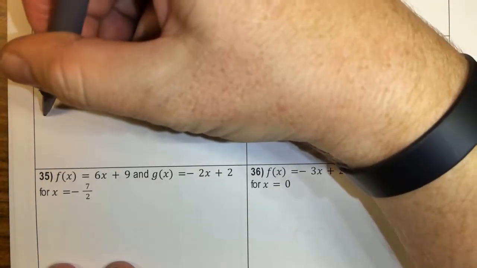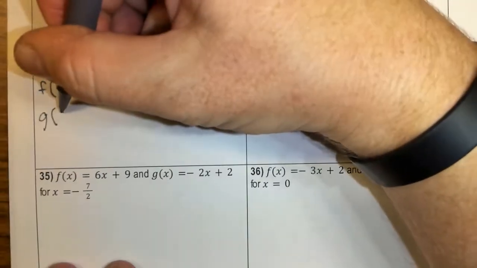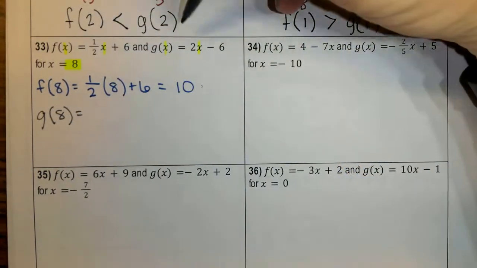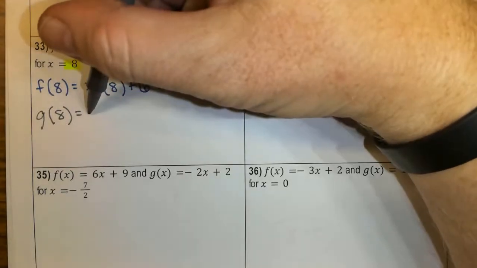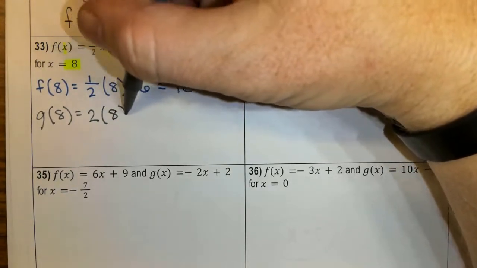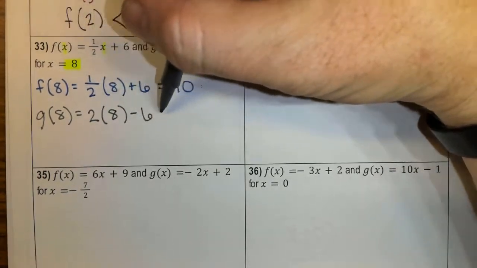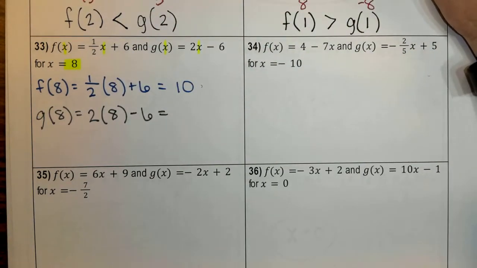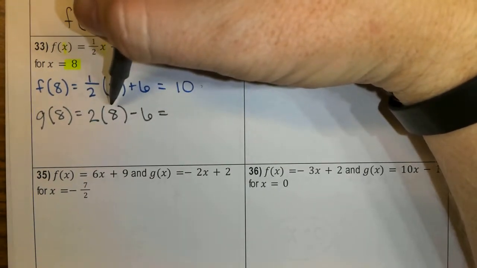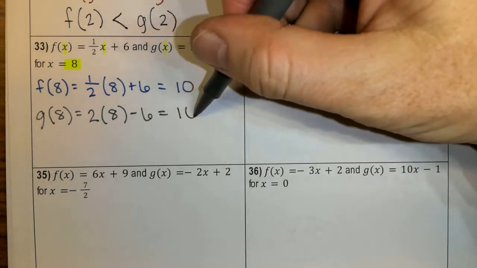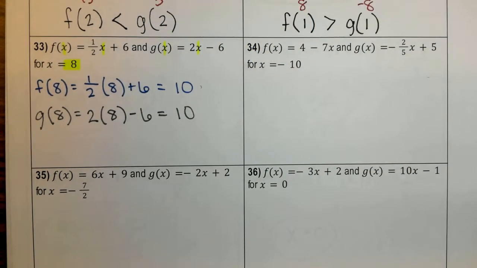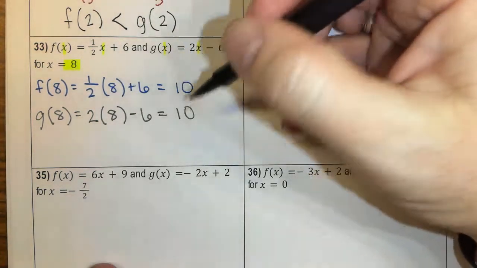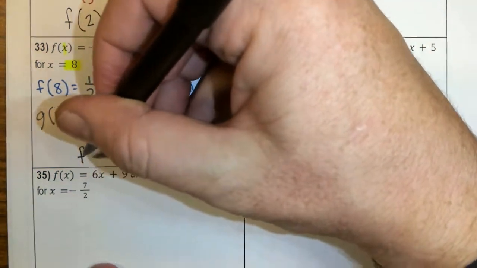Okay, now g. So I have g of 8, 8 is still my x, equals 2x. So 2 parentheses 8 minus 6. Okay, so 2 times 8 is 16. 16 minus 6 is 10. So these are equal. This one's a lot easier to see. So I get the same number. I don't have to write my answers up here.